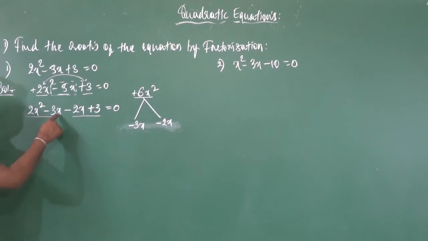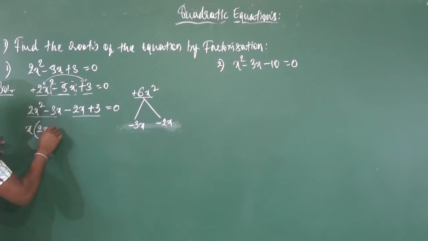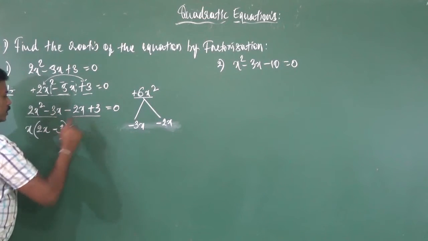So therefore take x as the common. When you take x as the common, you are left with 2x, that is x into 2x is 2x square, and minus, we can write 3. So x into 2x is 2x square, x into minus 3 is minus 3x. So successfully we have taken the common, and now we will go here.